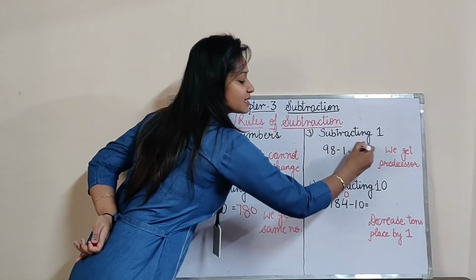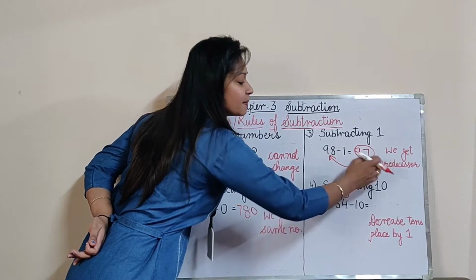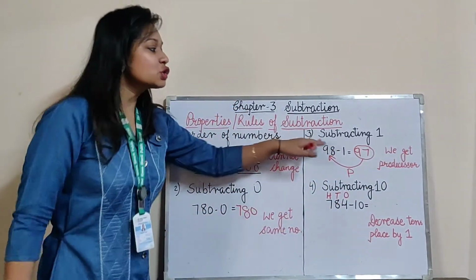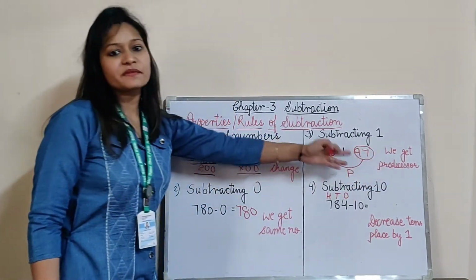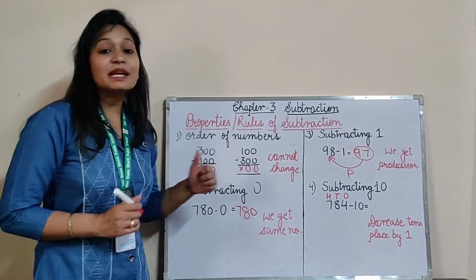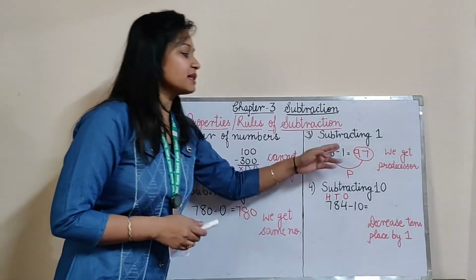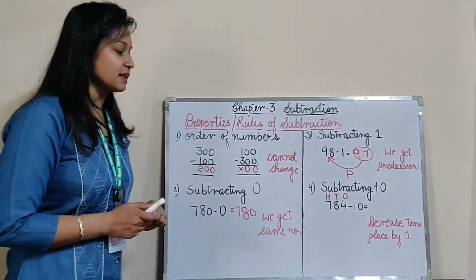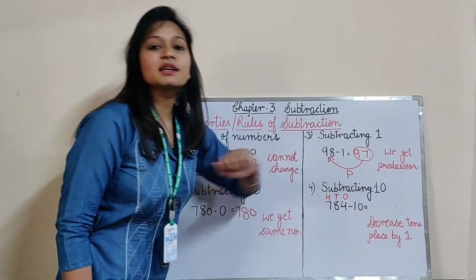So what is 97? Can you see here 97 is the predecessor of 98? So whenever we subtract 1 from any number, we get the predecessor. This we have studied in chapter 1 also. But when we add 1, we get the successor. So basically when we minus 1, we get the predecessor. Let's move to the fourth property of today, that is subtracting 10.